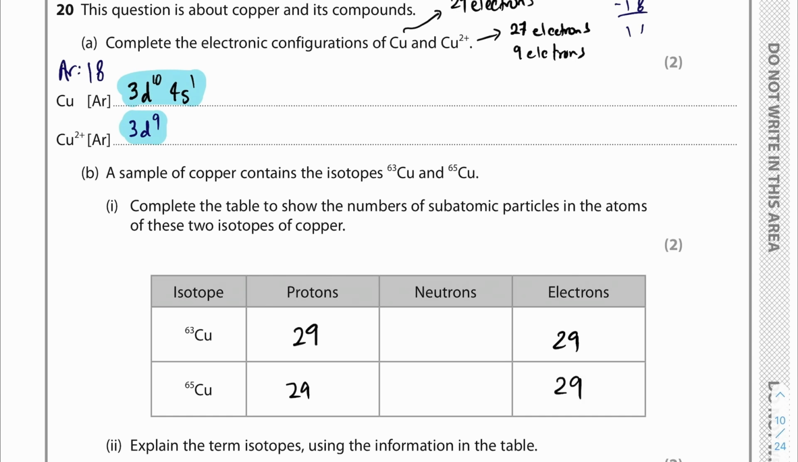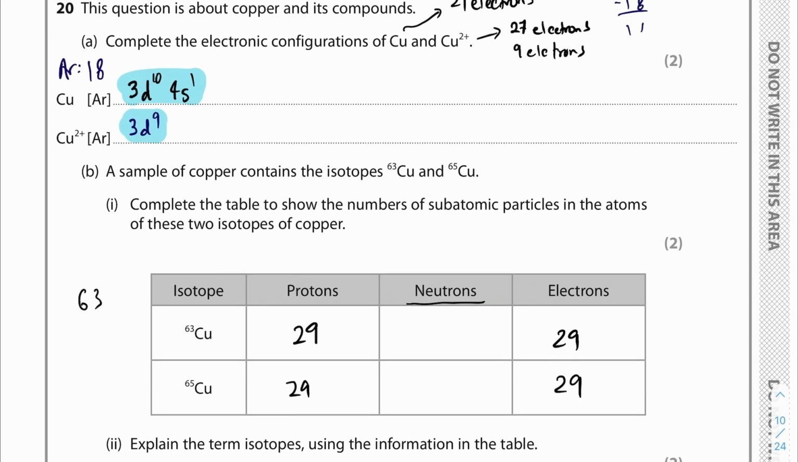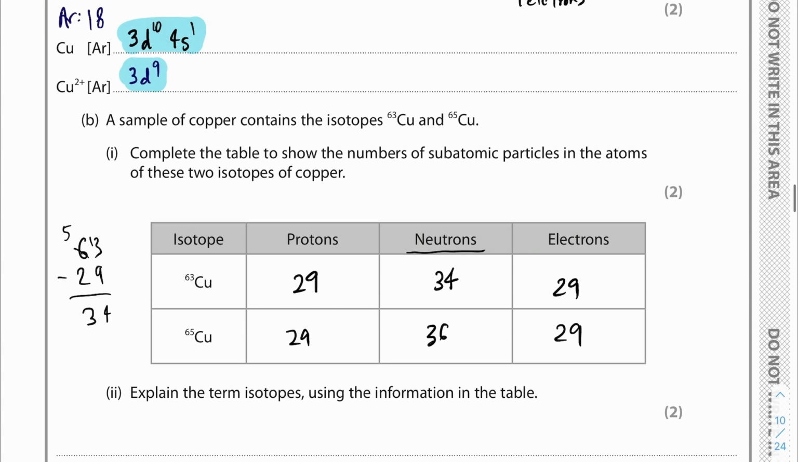The only thing that changes is the amount of neutrons. So 63 take away 29, that's 34. That's 63, and 65 will be 2 more, so that's 36. So to get 2 marks, you need to get the entire row correct. So that's 1 mark and that's 2 marks.